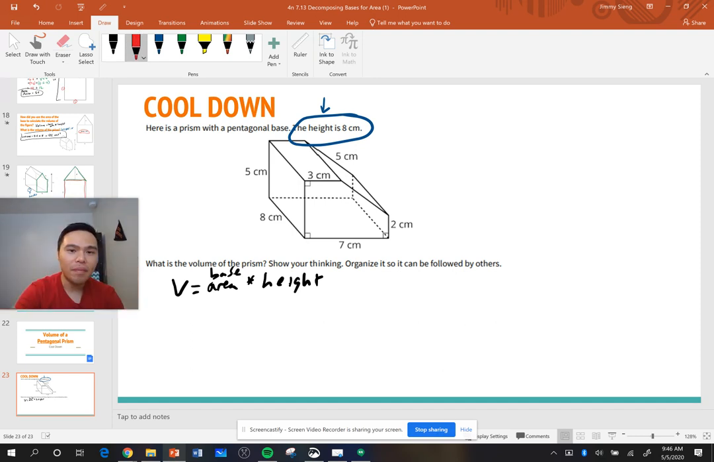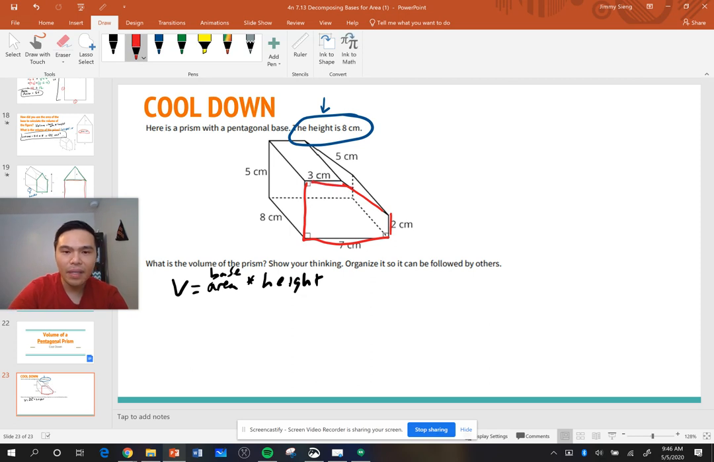Well, first I need to find the base of the prism. Is it going to be the flat part of this, or is it going to be the face looking at us? If you said it was the face looking at us, you are correct. It's going to be in red. This right here is what's going to matter.